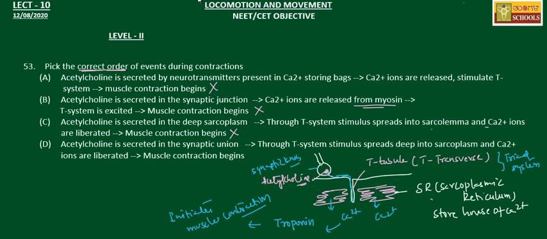The next is: the T system stimulus spreads deep into the sarcoplasm, that reaches finally the sarcoplasmic reticulum, and the calcium ions are liberated. Yes, and then the muscle contraction begins. So option D is the right option.